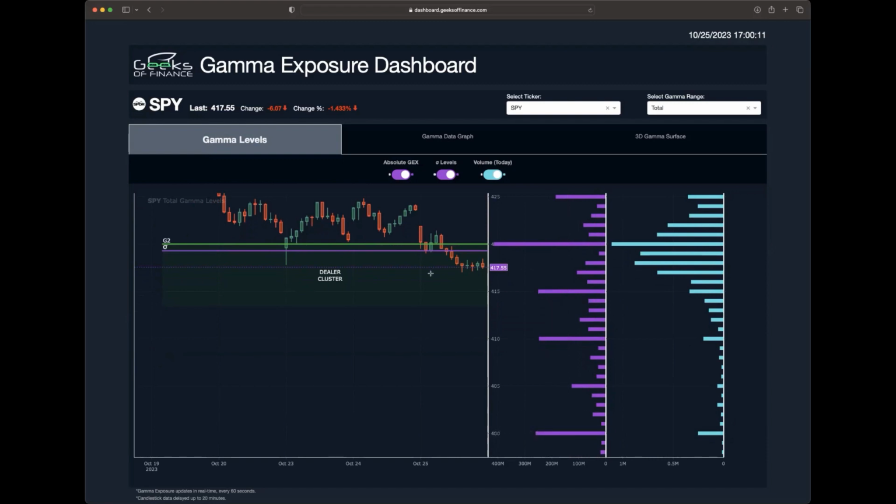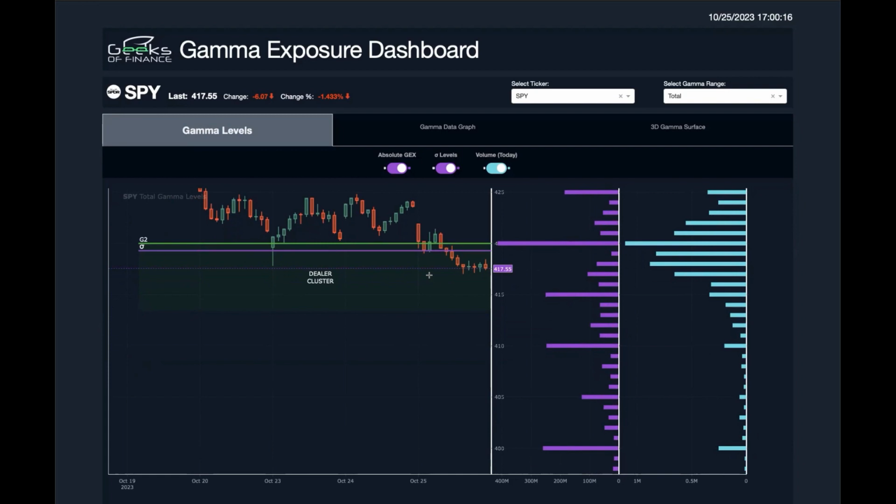So this dealer cluster zone, to me, looks like we're going to continue to be skewed to the downside, and this inflection point is not going to serve as a major bounce. We might see a temporary small dead cat bounce, but the current environment looks like further downside is coming. We've got gamma exposures increasing at the 415, 410, and 400 levels.